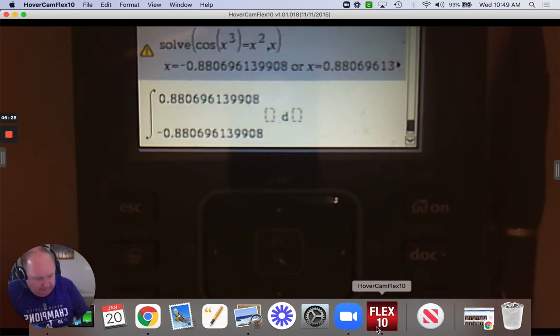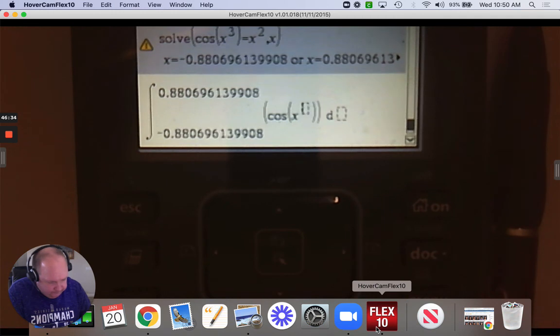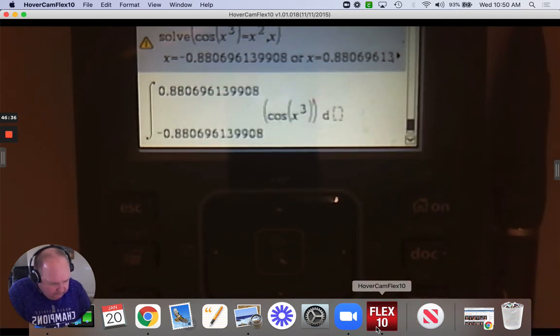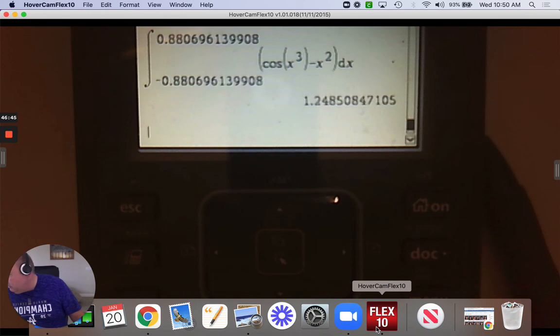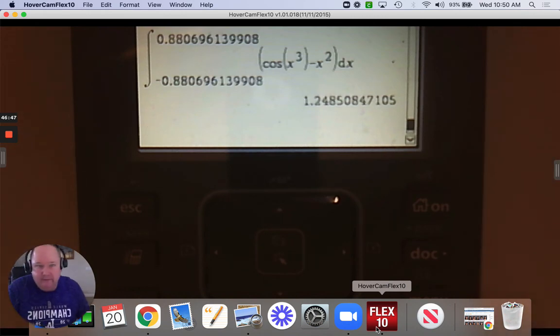And then what am I integrating? So I said it's cosine x cubed, subtract x squared dx, and then that's it. And make sure it's accurate, 1.248. Perfect.